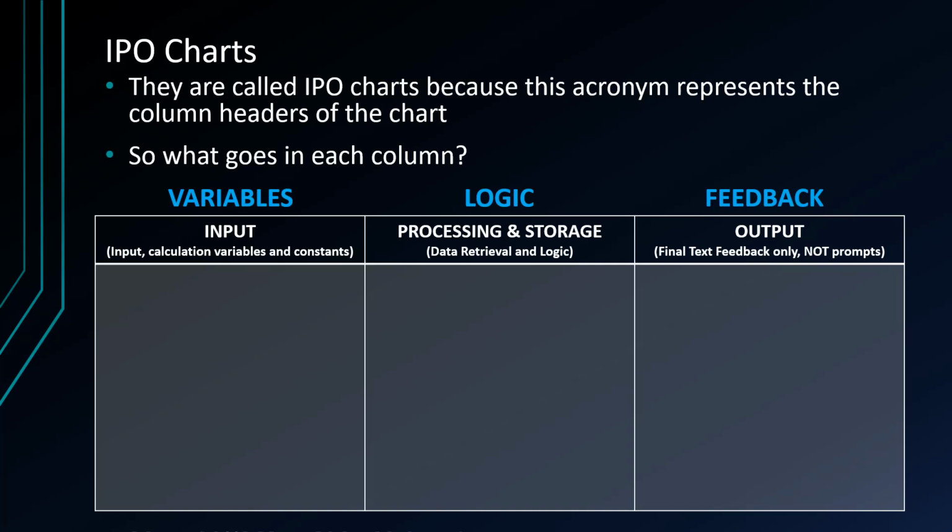The input column is all about variables. The processing and storage column is all about the actual program logic. And finally, the output column is all about feedback. But let's go into a little bit more detail on that. When I say input is about variables, what do I actually mean?